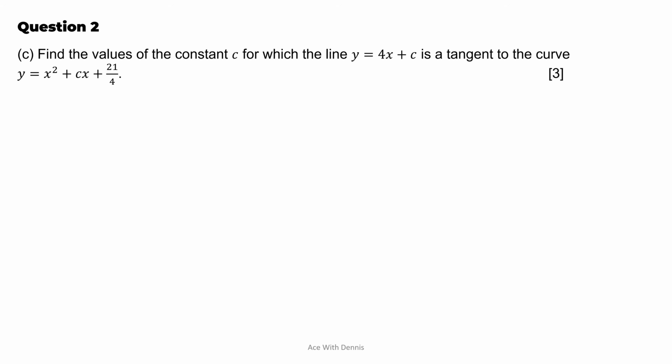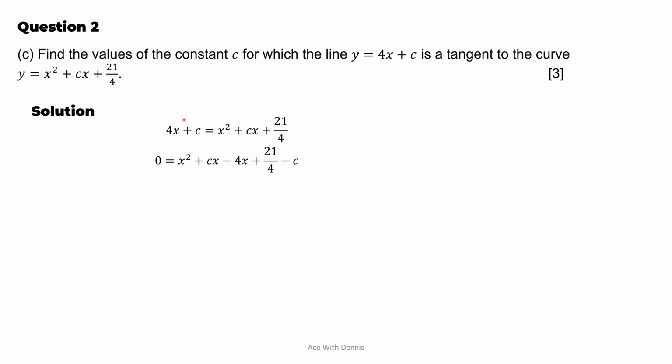Next, C. Find the values of the constant c for which the line y equals 4x plus c is a tangent to the curve y equals x squared plus cx plus 21 over 4. 3 marks. Okay, here's the solution. We can actually equate these two equations since both are y. So 4x plus c equals x squared plus cx plus 21 over 4. And the next thing is they are tangent. This line is tangent to this curve, so we can equate them together because the tangent touches the curve at one point.